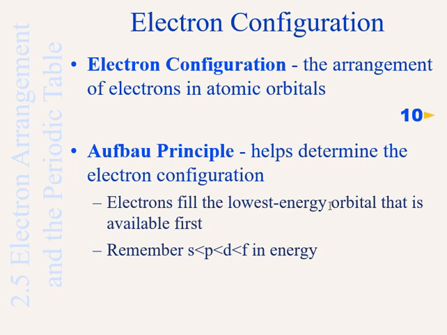Electrons fill the lowest energy orbital that is available first. And we already kind of addressed it. So when we say that the S subshell is lower in energy than P, followed by D, followed by F, when we are going to fill up the space available for electrons, if we have S available, we will not put an electron in P. Now, how many electrons can we have in S?